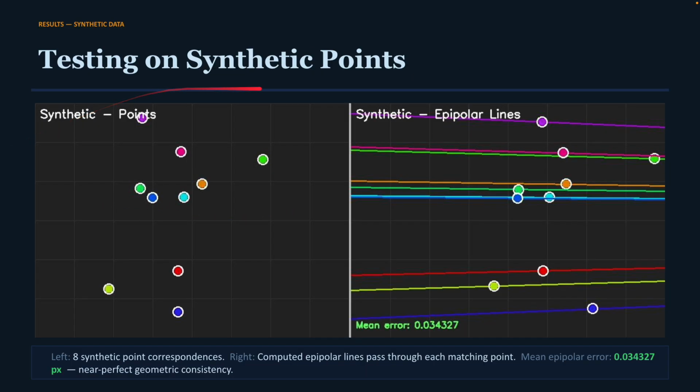So let me show you the results. First, on synthetic data where I know the ground truth. On the left, I have 10 synthetic point correspondences generated from 2 simulated cameras. On the right, I computed F using our 8-point implementation and drew epipolar lines. Every colored dot sits on its matching colored line. The mean epipolar error, that's x prime transpose F x, which should be 0, is 0.034 pixels. Near perfect. Geometric consistency, which confirms the math works.